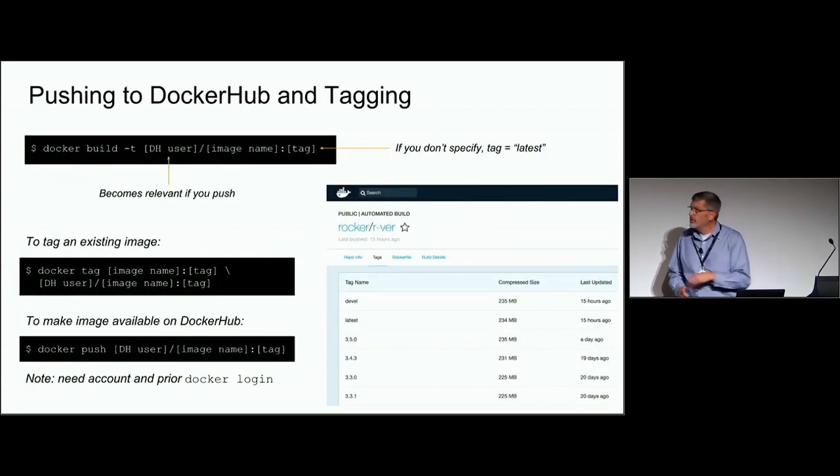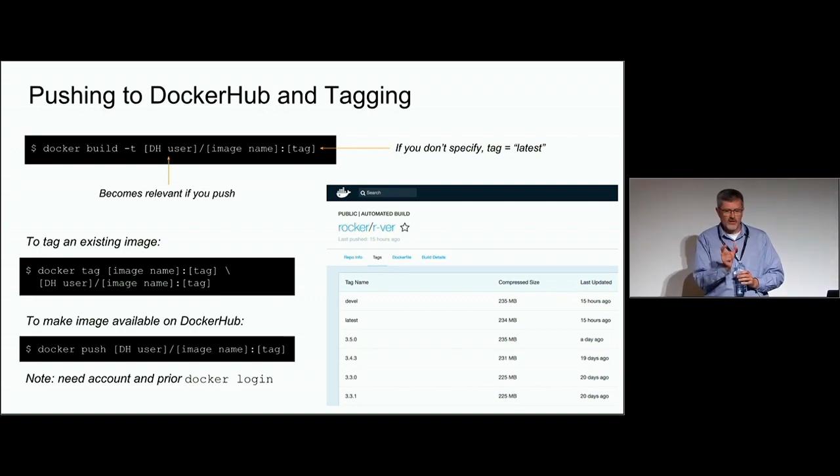Pushing to DockerHub. When you do Docker build, even if you use your DockerHub account as the prefix before the slash for the image, it's still just living on your machine and it's not up on DockerHub. If you want it to be up on DockerHub, you have to do Docker push on it. The format of the command is here. I mentioned earlier that if you first build an image and then later on you change your mind and decide to have it available on DockerHub, you don't have to rebuild it. You can just use Docker tag.